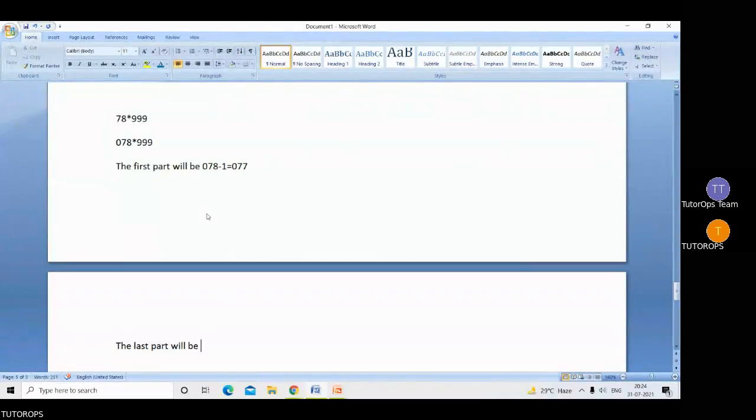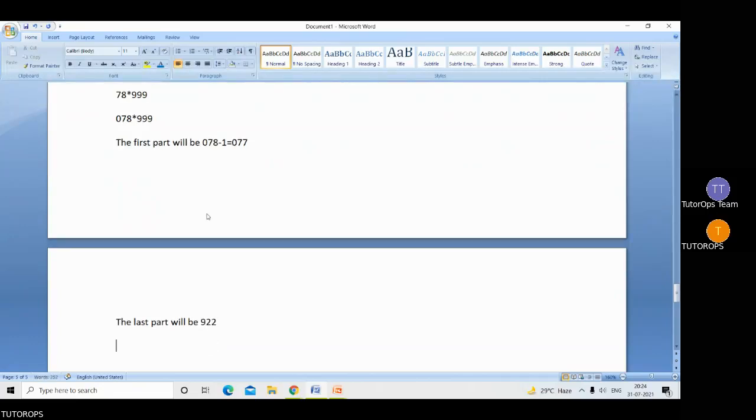So apply this. 0 will be subtracted from 9, so 0 subtracted from 9 will give us 9. Then 7 will be subtracted from 9, that will also give us 9. And then 2. Then the total answer will be 77922.